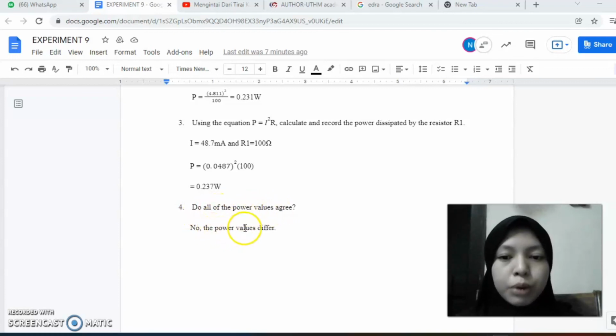No, because the power values are different from the ones we calculated.